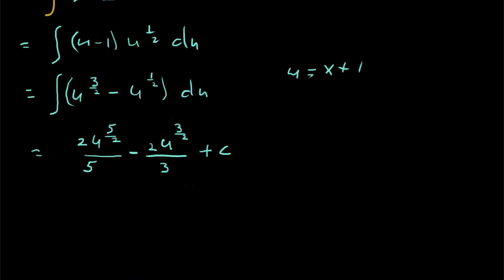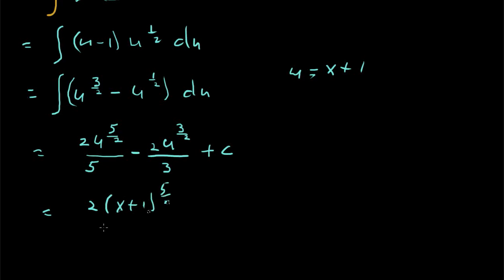And so we'll have 2 times x plus 1 to the 5/2 over 5, subtract 2 times x plus 1 to the 3/2 power over 3 plus c. And we've completed this problem.